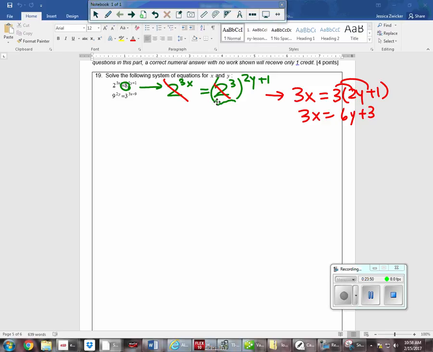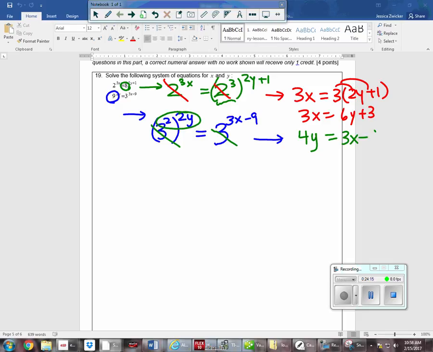You then have to change the bottom equation. 9 can be written as 3 squared. So you're left with 3 squared to the 2y power equals 3 to the 3x minus 9. Where, now that the bases are both the same, 3, you're left with 4y when you multiply equals 3x minus 9. So you have two equations, equation 1 and equation 2.